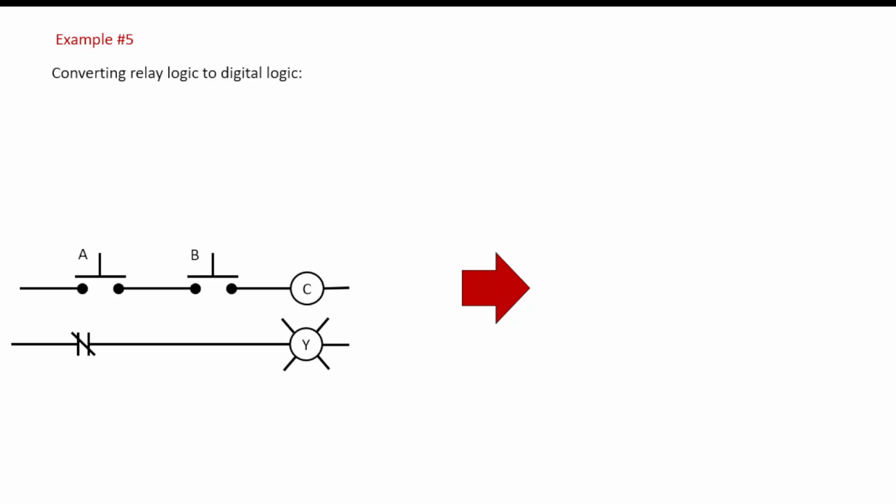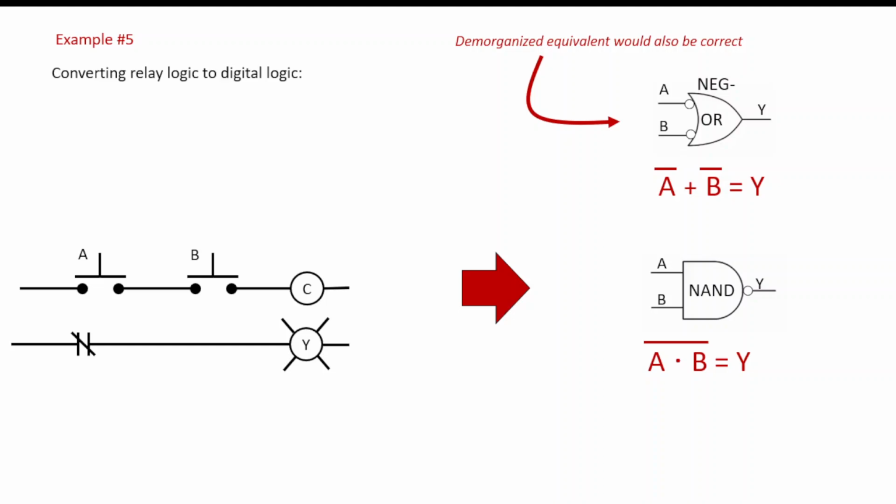What about this one? Two push buttons in series and a normally closed contact. Well, this one is going to use a NAND. And that's again because I have a normally closed contact on my relay. And right now, the coil is de-energized, the contact's closed, and the light is on. As soon as I push down A and B, the coil will energize, the contact will open, and the light will turn off. So this Boolean expression for the NAND gate would be true, as well as the DeMorganized equivalent, which would be a negative OR gate.